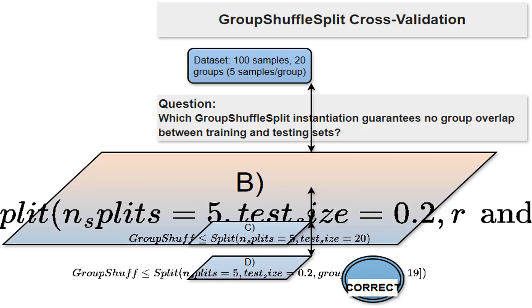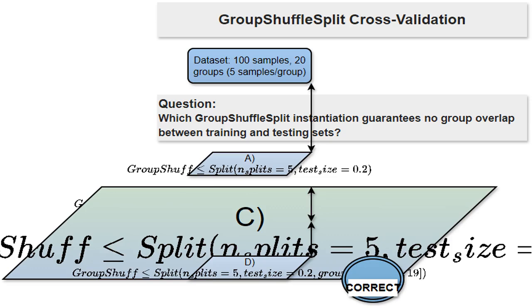Similar to option A, this one also has 5 folds and a test size of 20%, or 20 samples. The addition of random_state equals 42 ensures reproducibility. The random split will be the same every time you run it. But, again, the critical groups parameter is absent. It will still perform a random split, ignoring the group structure.